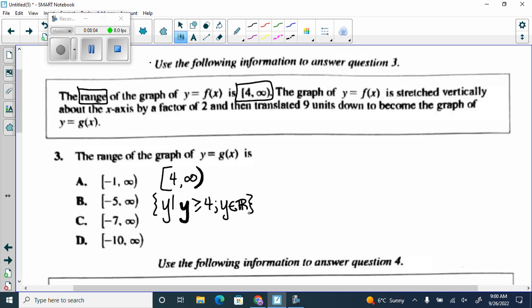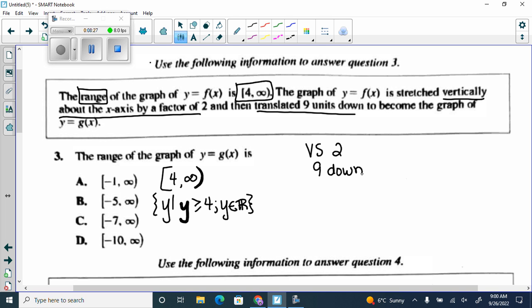All right. So the graph is stretched vertically about the x-axis by a factor of 2. So vertical stretch by 2. That's helpful. I care about that. And then translate it 9 units down. I also care about that.